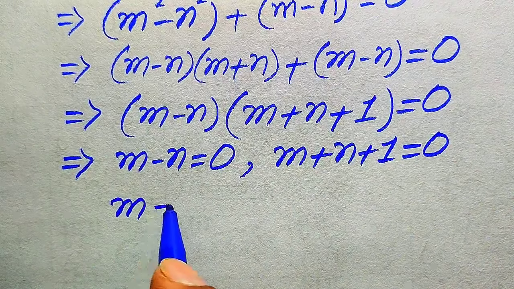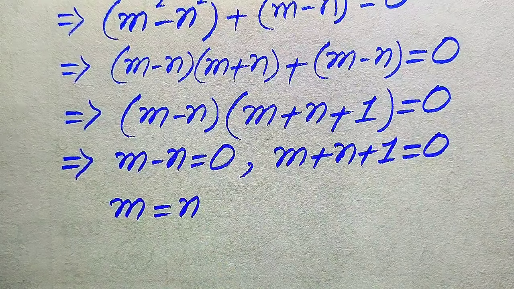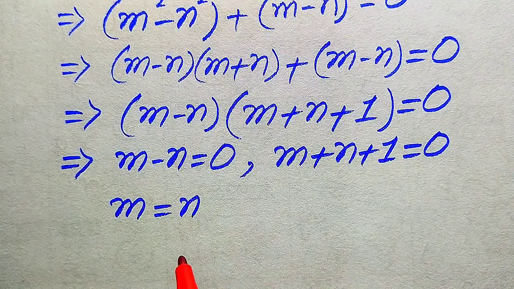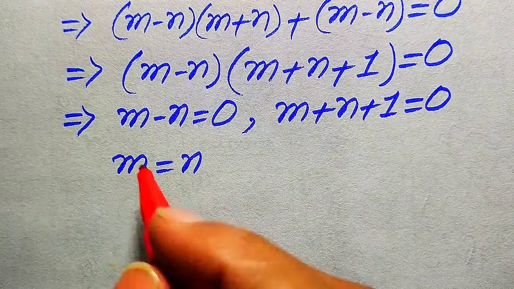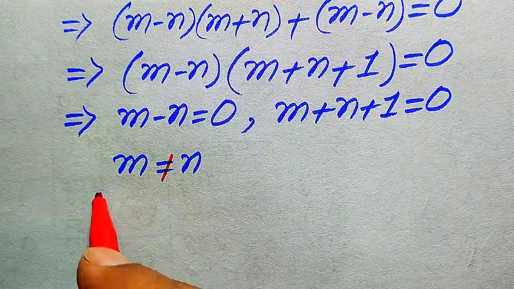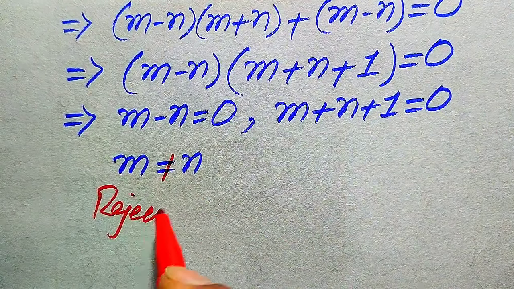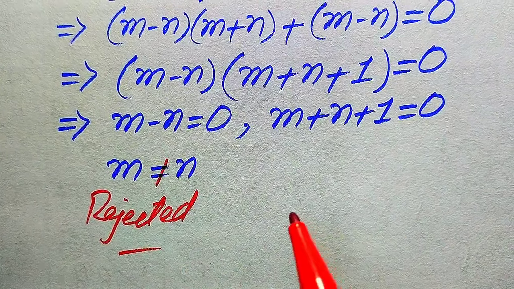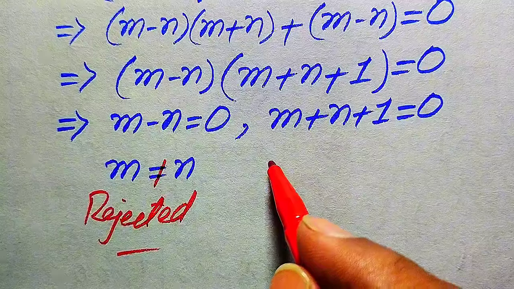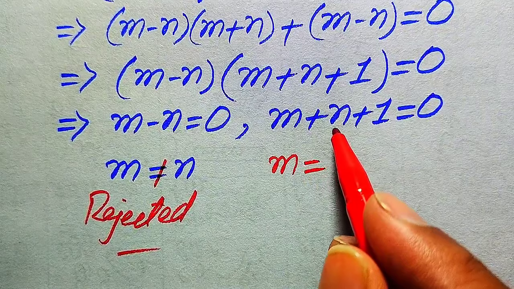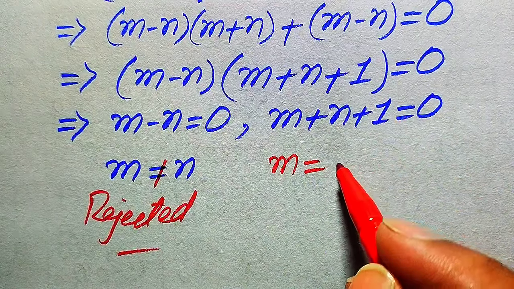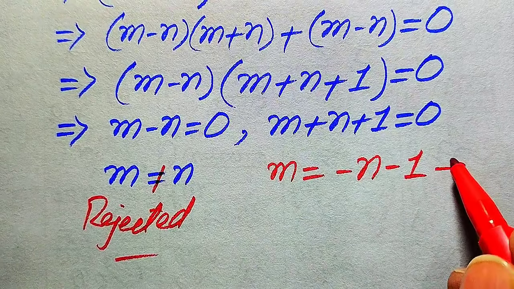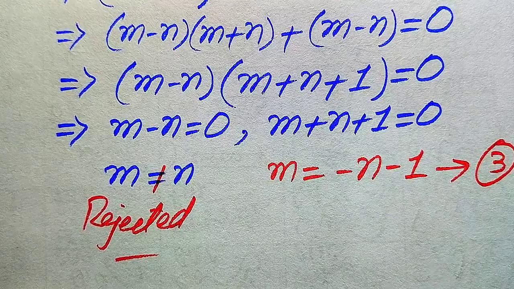So from here we easily get the value of m equals n. But if you see into the question statement, the condition is that we solve this problem for distinct values of m and n. So this is not possible. We reject this case, because we cannot solve this problem for equal values of m and n. So from here we get the value of m. So we move n and 1 to the right hand side, and it becomes m equals minus n minus 1. So here we call this equation number 3.